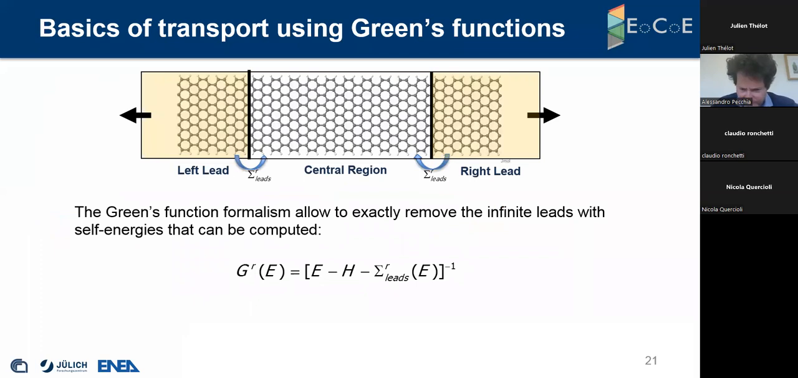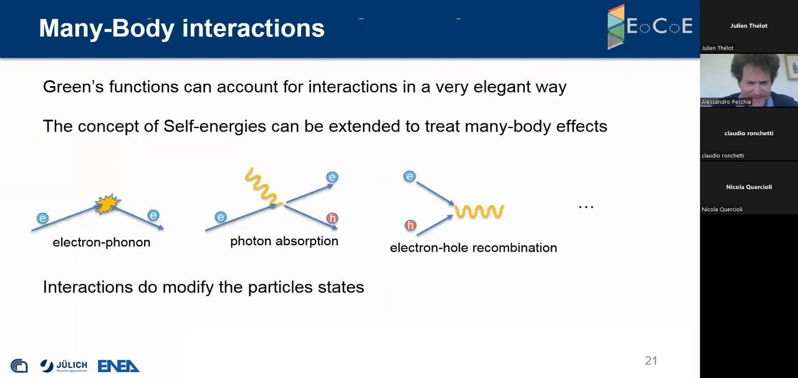You can treat exactly, I'm not talking about approximation yet, but this is really for a regular system, a regular contact that extends like a semi-infinite piece of bulk, you can exactly calculate the self energy up to a single particle approximation. Apart from some subtleties of the many body problem of many electrons interacting, you can still at a single particle level calculate exactly the self energy.